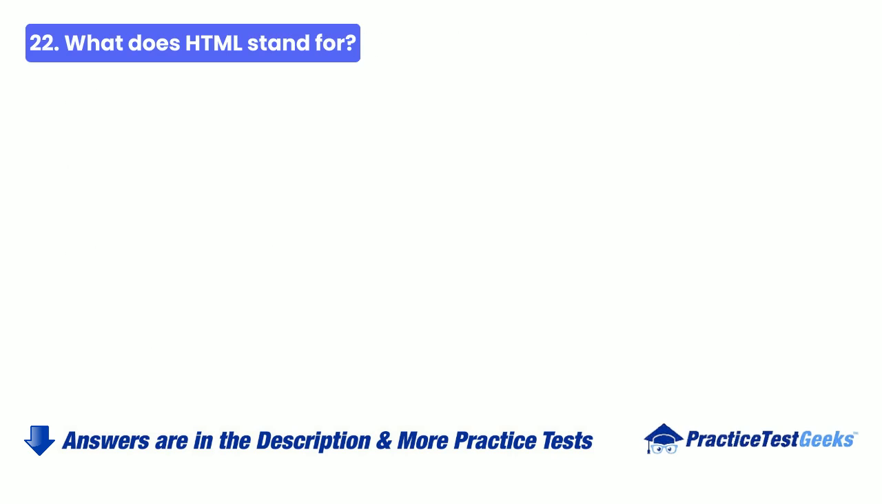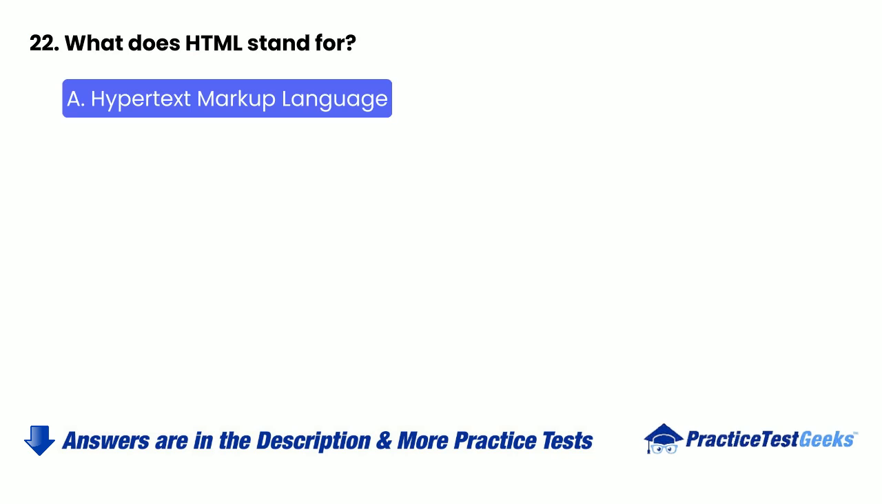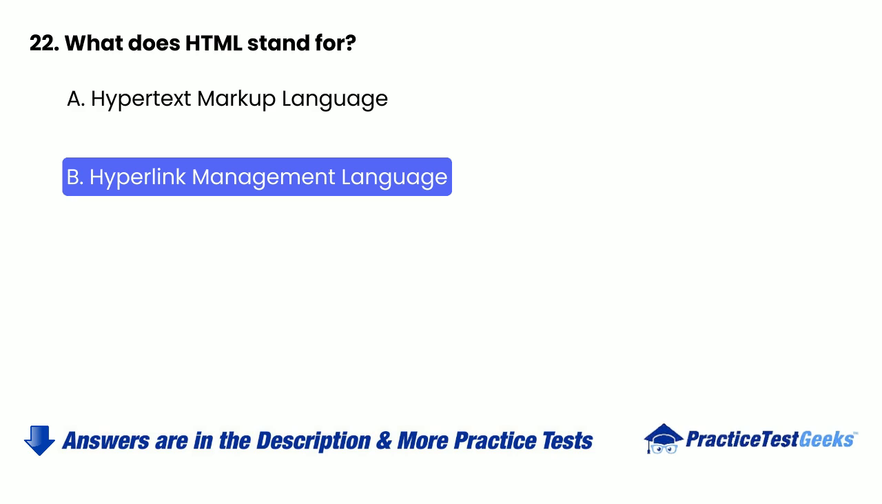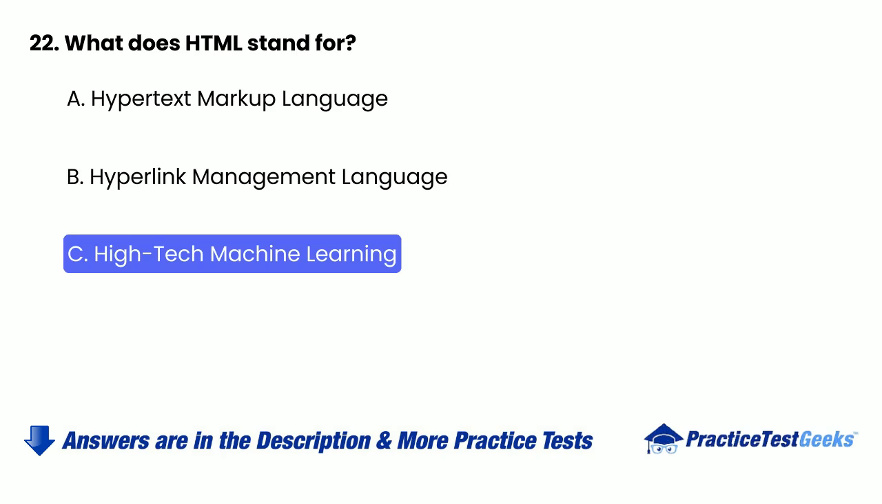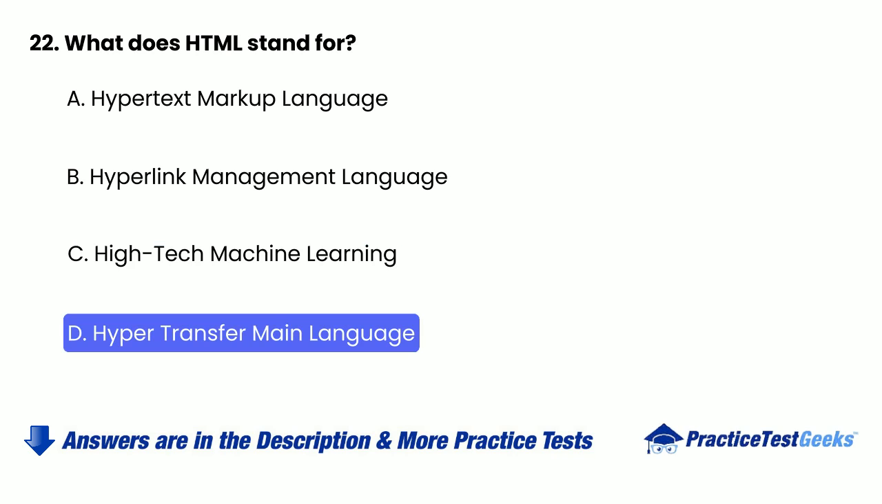What does HTML stand for? A. Hypertext Markup Language. B. Hyperlink Management Language. C. High-tech Machine Learning. D. Hypertransfer Main Language.